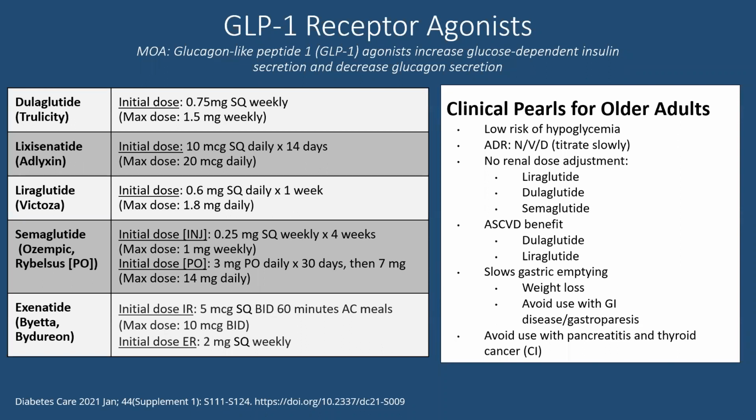GLP agonists kind of work on the same enzyme system as DPP-4 inhibitors. They're just the agonists of the receptor that stimulates secretion of insulin in response to a meal. We've got 5 drugs in this class, and most of them are injectable, sub-Q. So that's really, in an older patient, that might be a showstopper for them because they don't want to stick themselves even once a week.